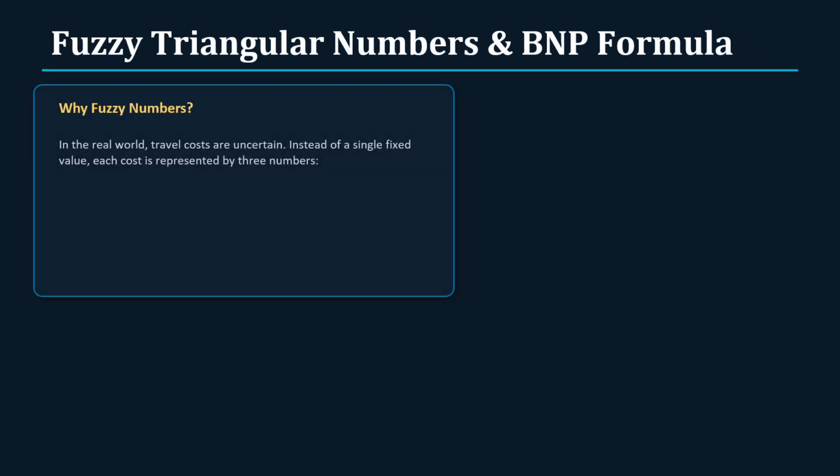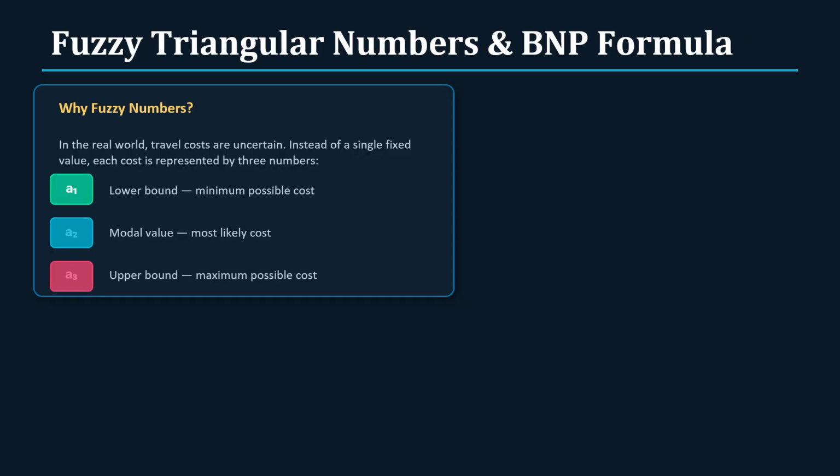In the real world, the travel cost between 2 cities is never a fixed number. There might be traffic, road conditions may vary, or fuel costs may differ. For this reason, each cost is represented by a triangular fuzzy number with 3 values. The first value is a1, the lower bound, the minimum possible cost. The second is a2, the modal value, the cost with the highest likelihood of occurring. The third is a3, the upper bound, the maximum possible cost.